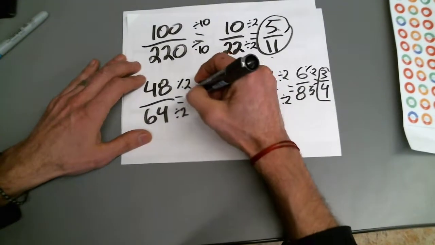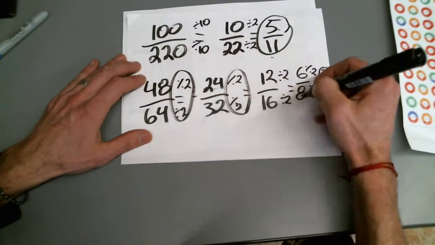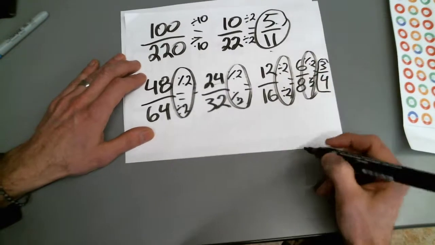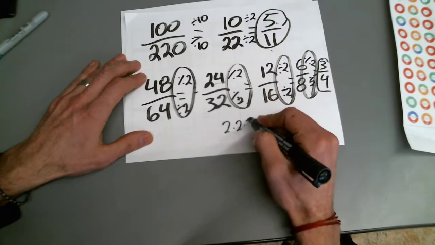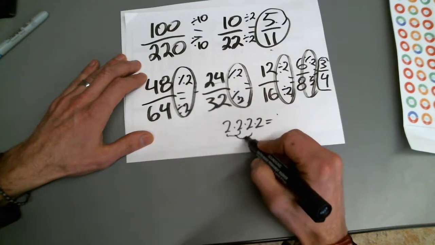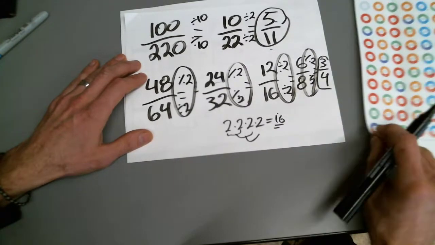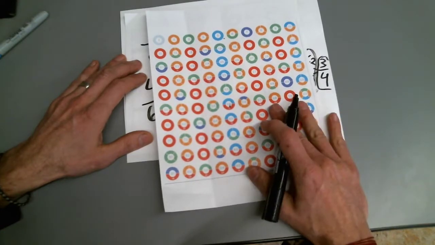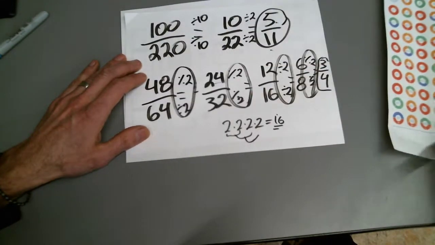Now, just for kicks, there's 1, 2, 3, 4. Gives me 16. This sheet is going to save us so much time in class. I can't tell you how excited I am to work with it.